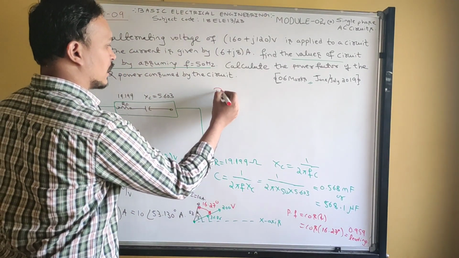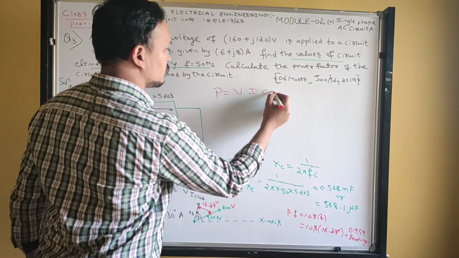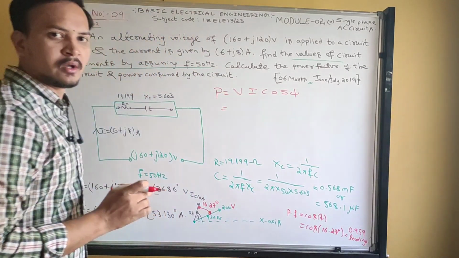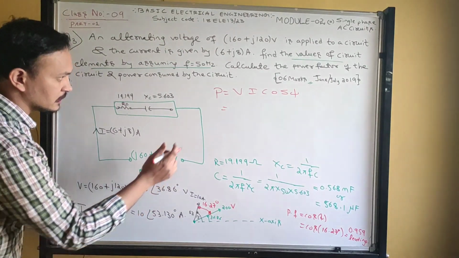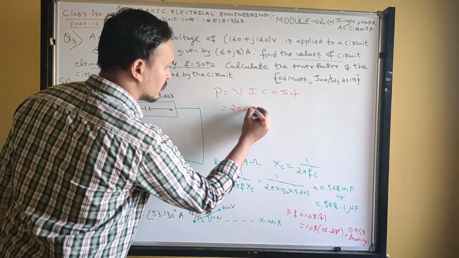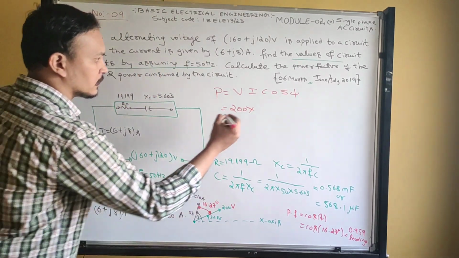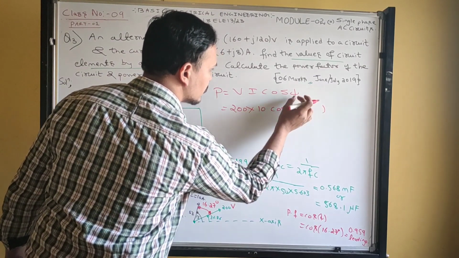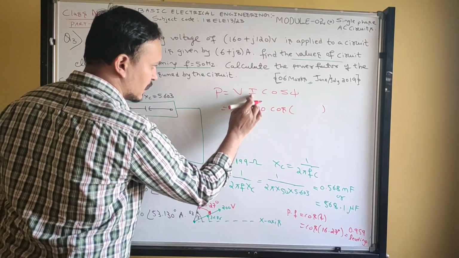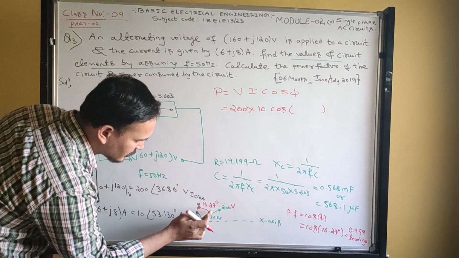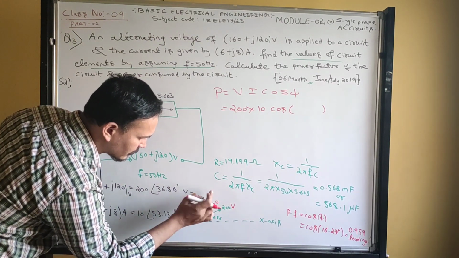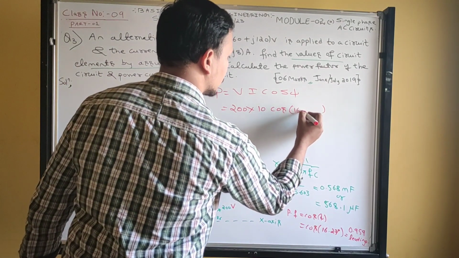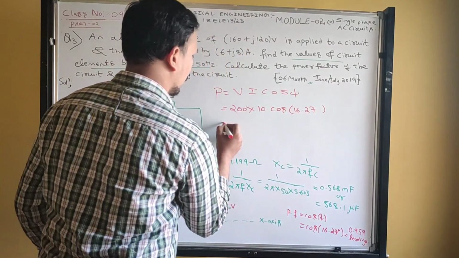See, you can use this formula: power is equal to VI cos phi. Here you write only the RMS value of voltage and current. What is the RMS value of voltage? 200. Into what is the RMS value of current? 10. Into cos phi. This phi is the angle between voltage and current, which is 16.27. That is the phase angle.